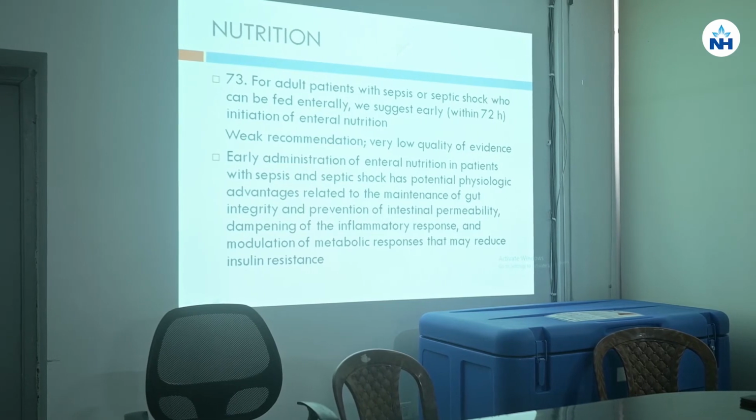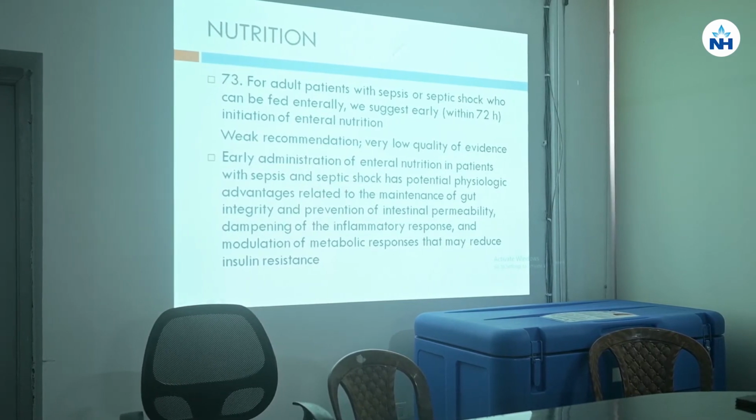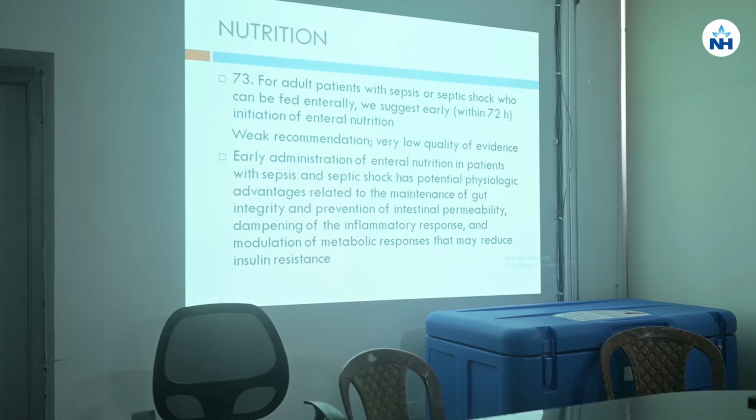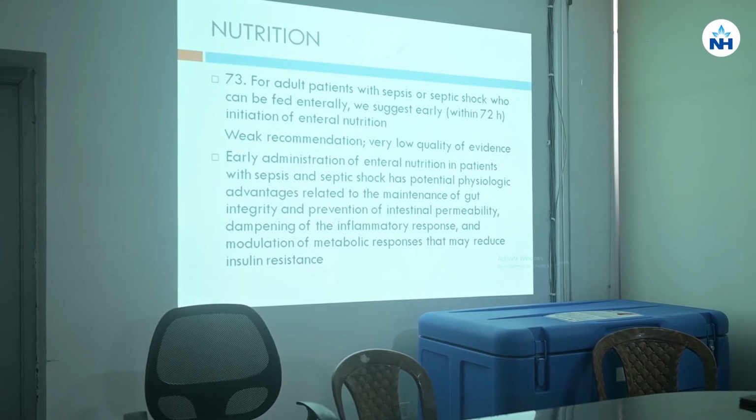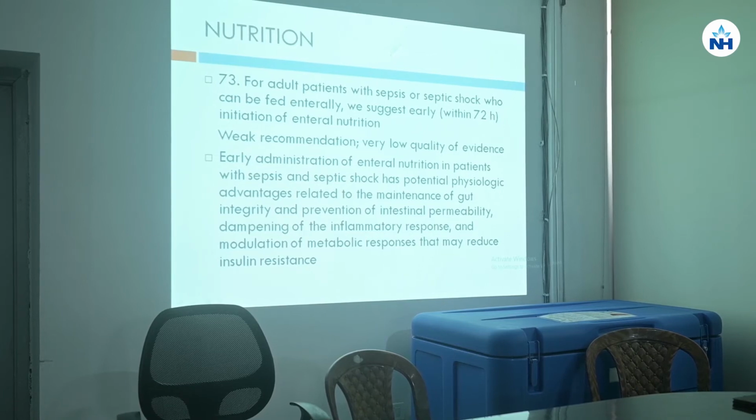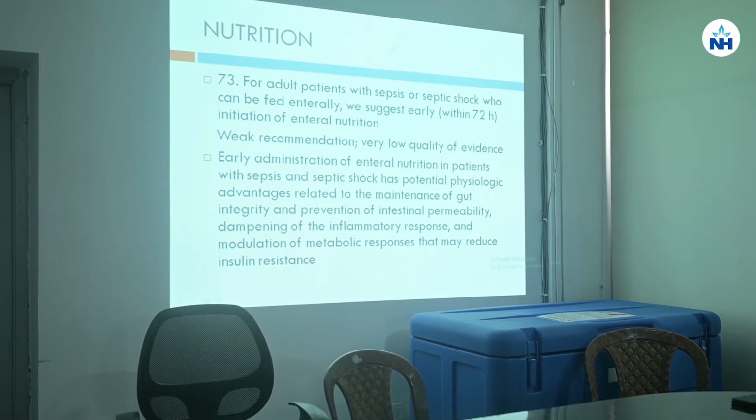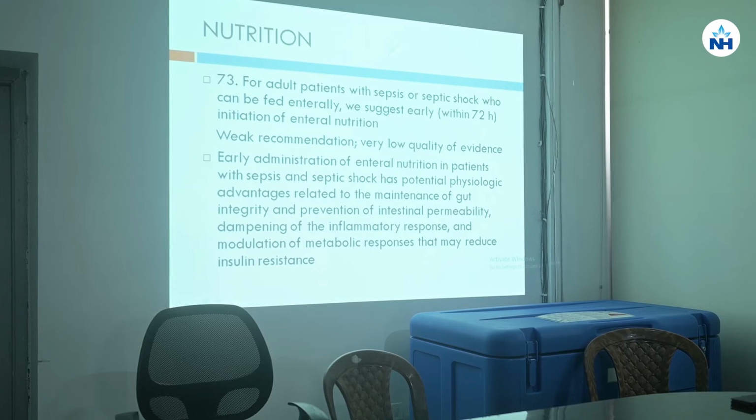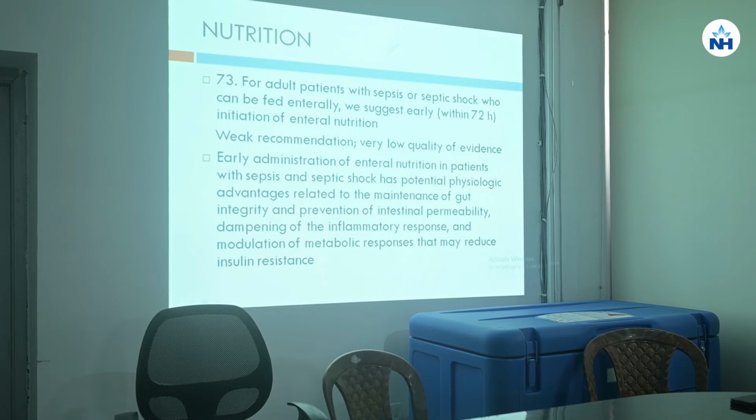Nutrition: for adult patients with sepsis or septic shock who can be fed enterally, we suggest early initiation of enteral nutrition, within 72 hours. Weak recommendation, low quality of evidence. Early administration of enteral nutrition in patients with sepsis or septic shock has potential physiological advantages related to maintenance of gut integrity and prevention of increased interstitial permeability, damping of the inflammatory response, and modulation of the metabolic response that may reduce insulin resistance.